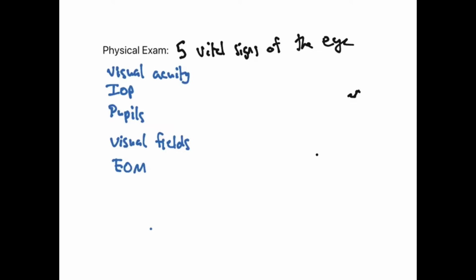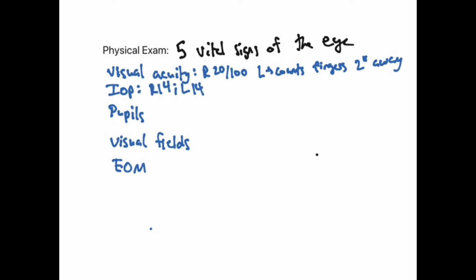For any patient with a concerning eye complaint, your physical exam needs to include the 5 vital signs of the eye. These are visual acuity, intraocular pressure, the pupillary exam, visual fields, and extraocular movement. Use your Snellen eye chart to measure visual acuity. Our patient on the right was 20/100, and on the left she could only count fingers 2 inches away.